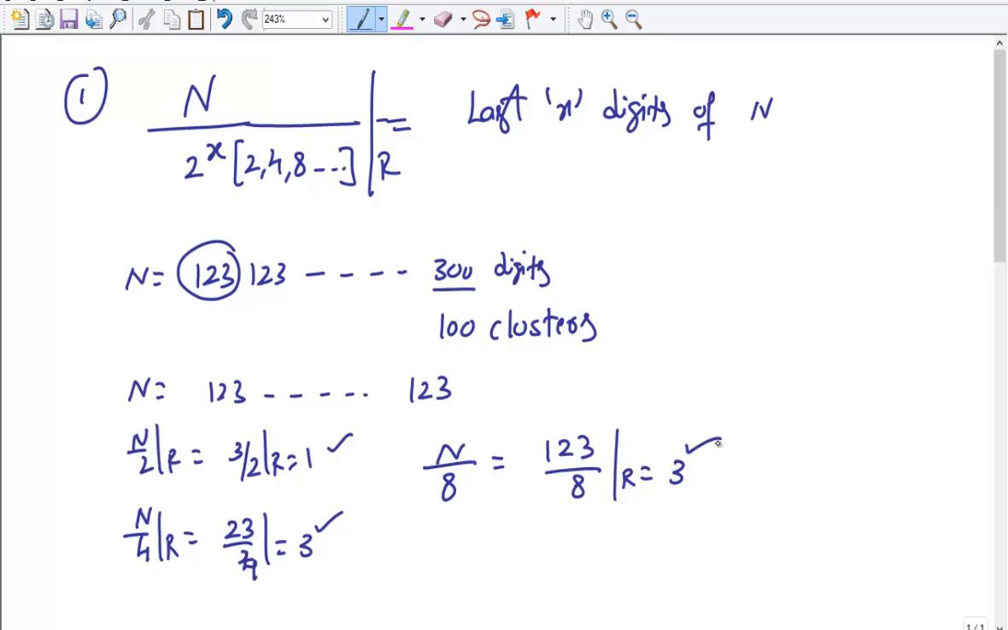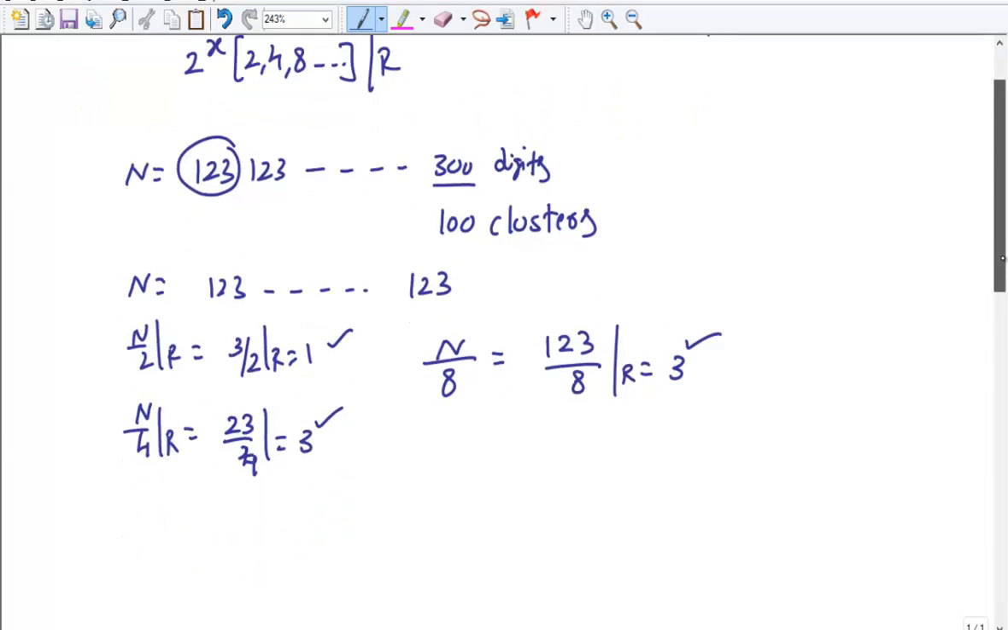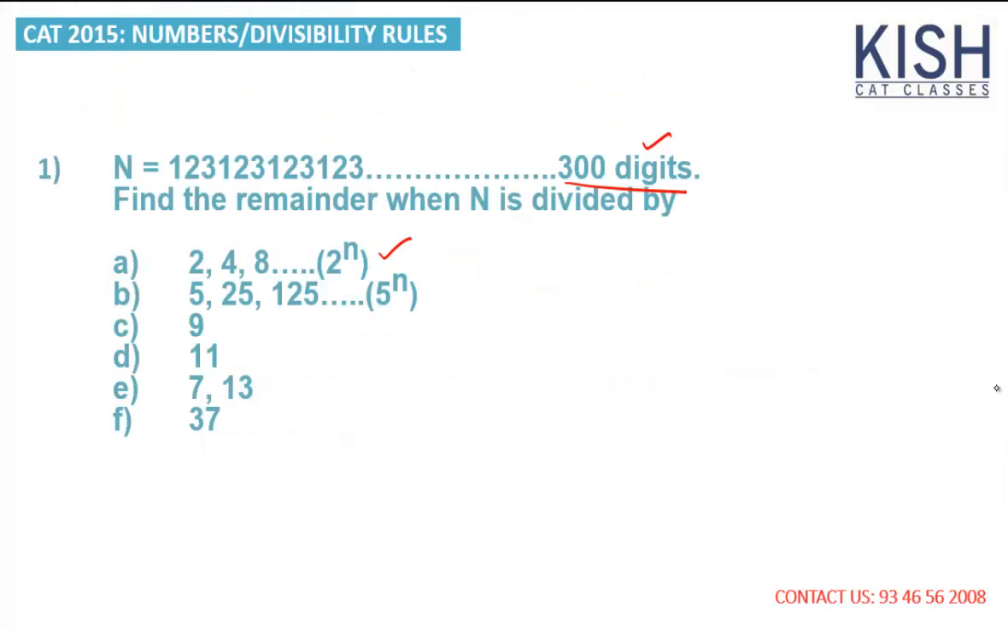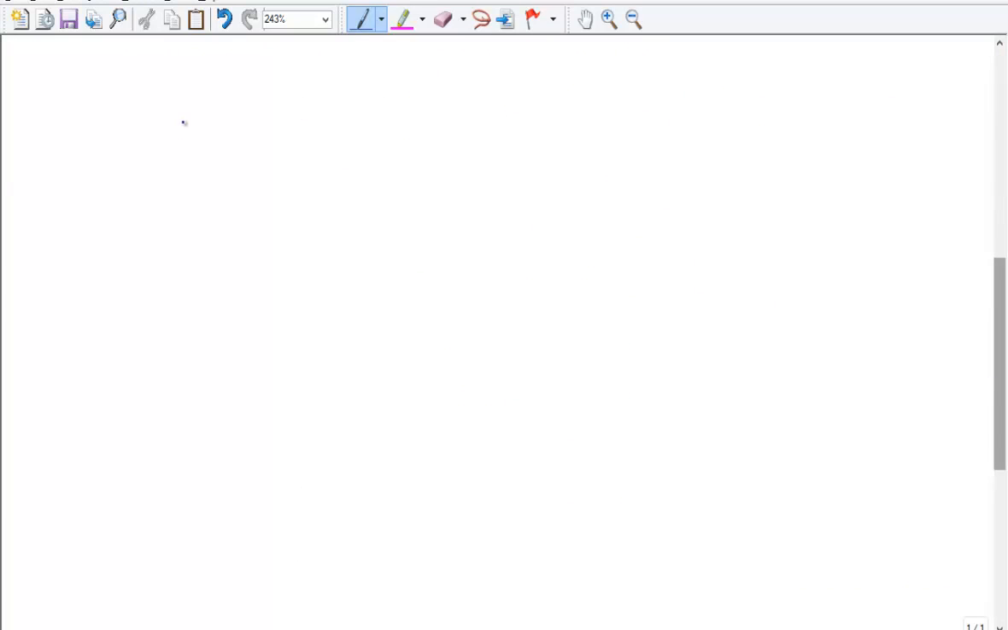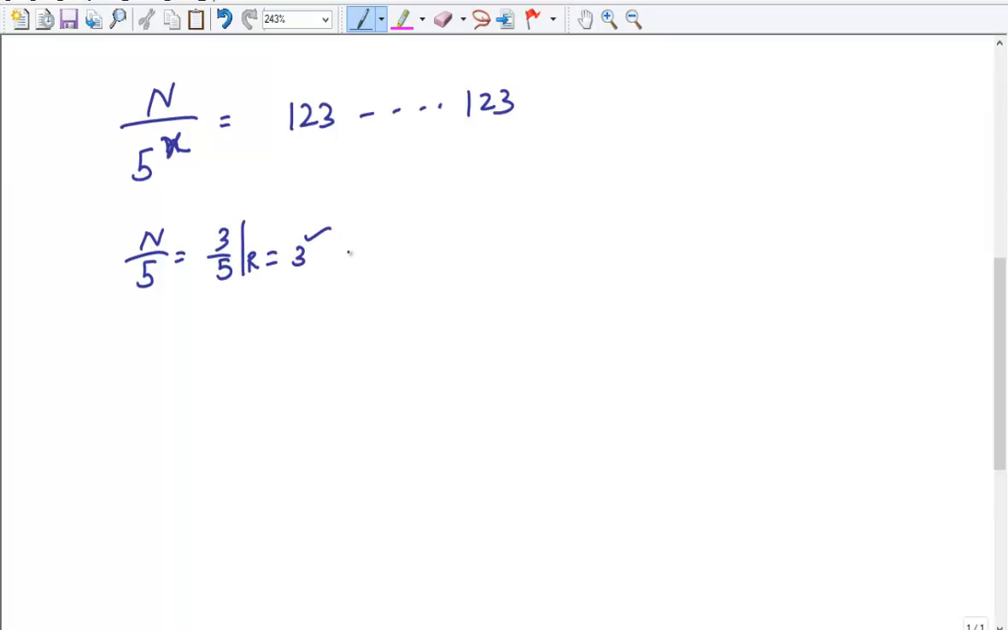So simple. Now the next one is, there is a b here, of the format 5 power n. Now n divided by 5 power n, as I explained, for 5 power x you can take the last x digits of n. Here we know that the last digits are 1, 2, 3. So n by 5 is nothing but unit digit by 5. So the remainder is 3 here.